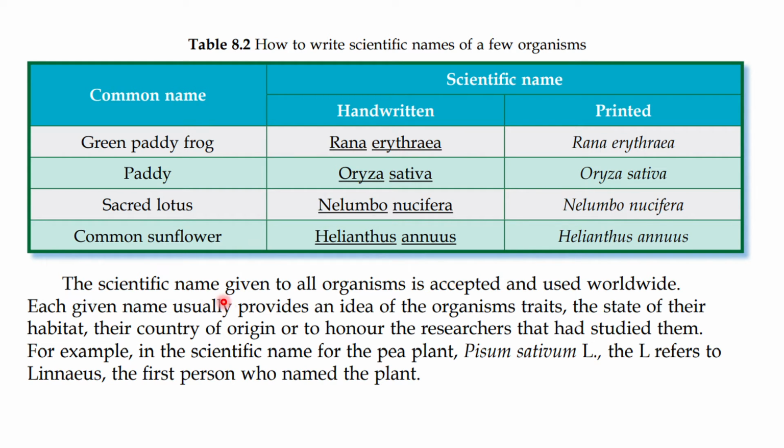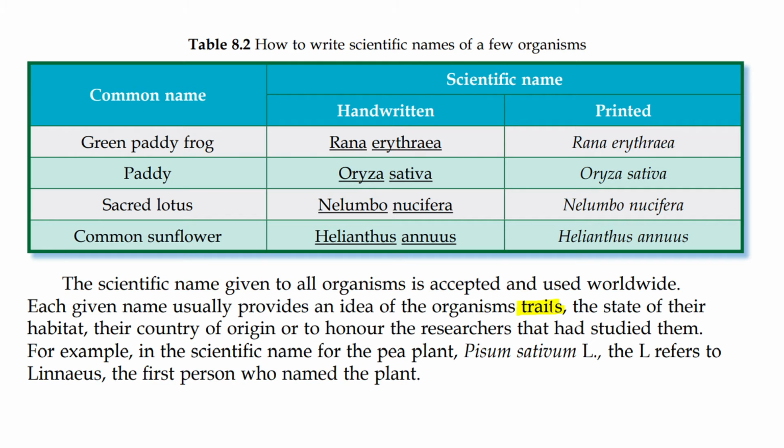Okay, the scientific name given to all organisms is accepted and it is used worldwide. And each given name usually provides an idea of the organism's traits. Okay, trait. Apa maksud trait itu? Trait is actually, okay, I'm gonna highlight this. Dia punya ciri-ciri. Okay, daripada nama itu, we already know.